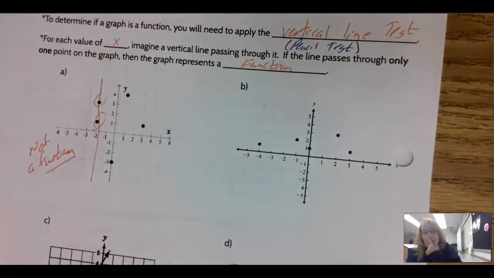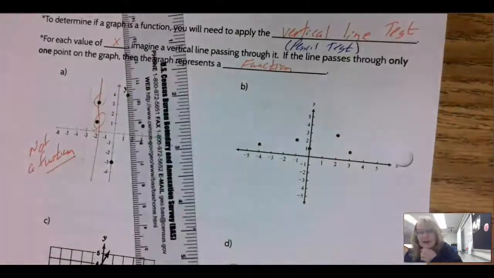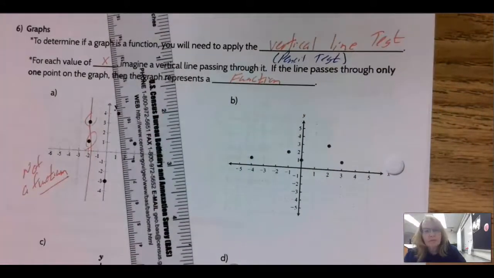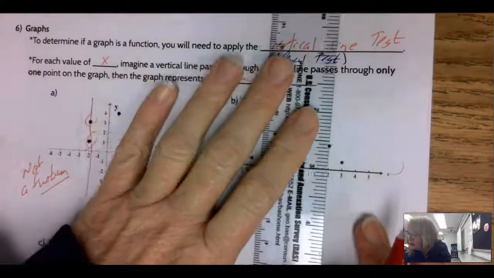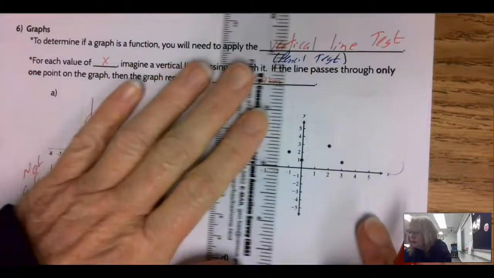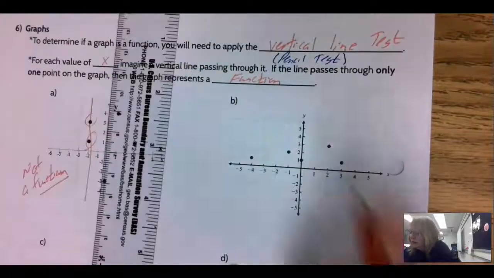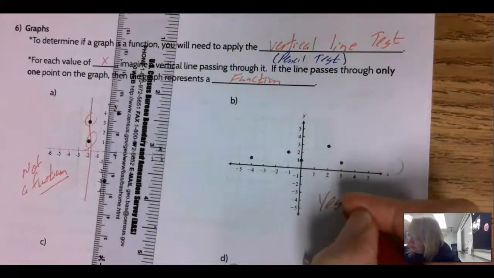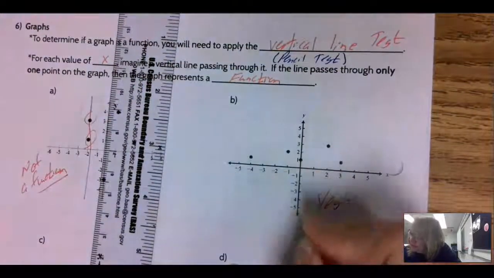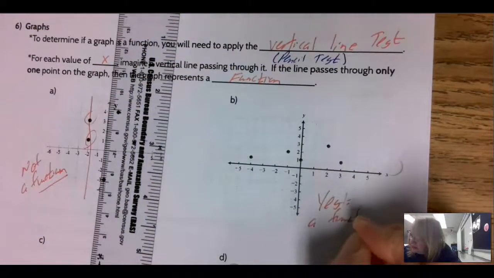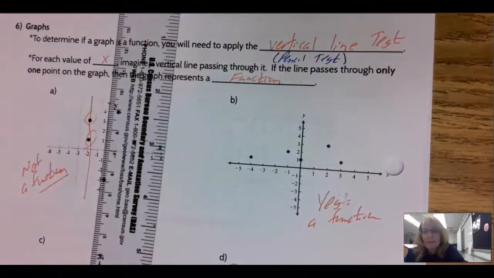Okay, good. Do B. Try it. Go. So is B a function? Once, once, once, once, once. See how it only hits it once, once, once, once, once. So yes, it's a function. Oops. I'm spelling yes with a T now. Okay, it's a function.